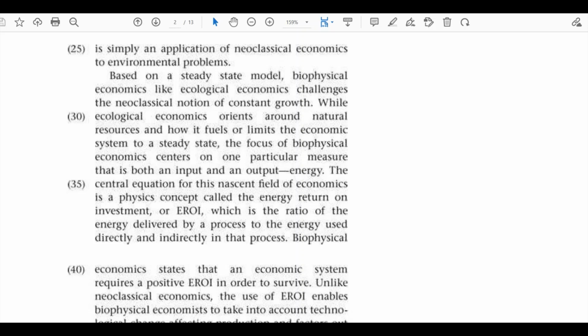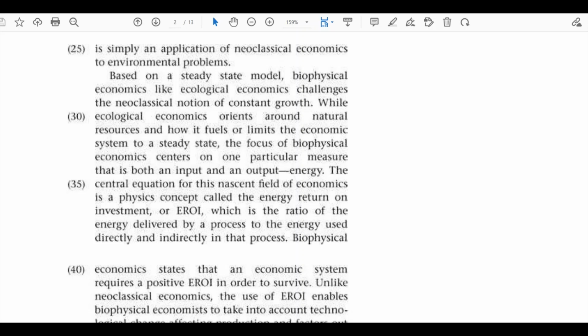Based on a steady state model, biophysical economics, like ecological economics, challenges the neoclassical notion of constant growth. While ecological economics orients around natural resources and how they fuel or limit the economic system to a steady state, the focus of biophysical economics centers on one particular measure that is both an input and output: energy.